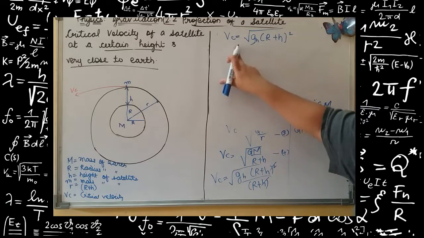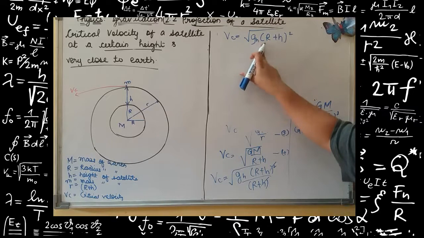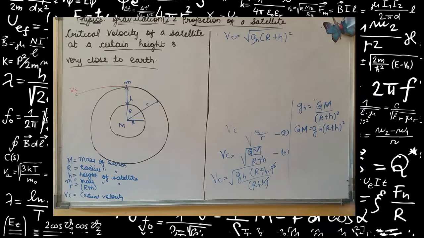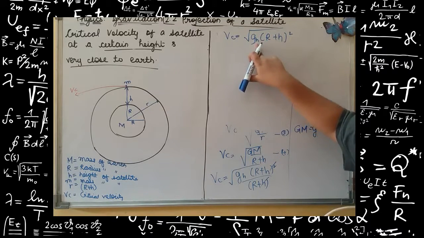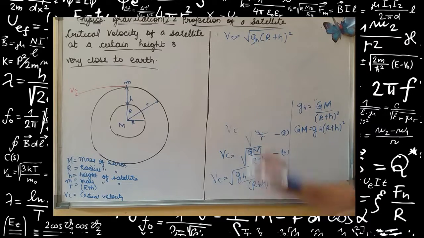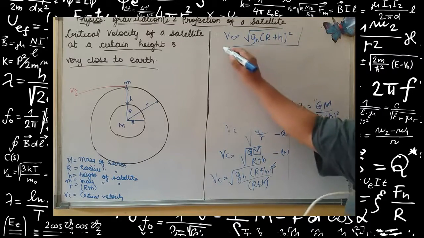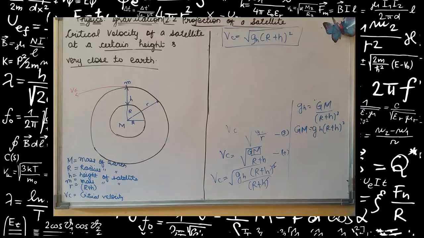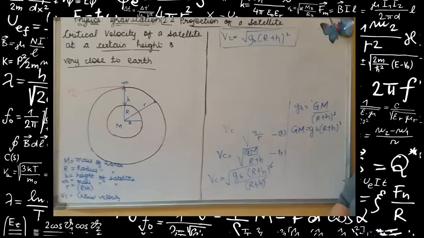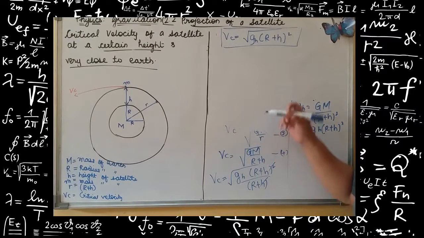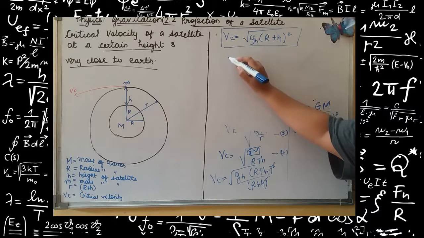square. This is the critical velocity at a certain height, so that is why we have acceleration due to gravity acting at a certain height, gh. So just remember what you need in the answer. By that you can know how correct your answer is. So what would be the value of critical velocity very close to Earth?